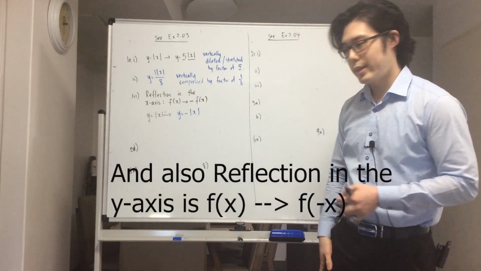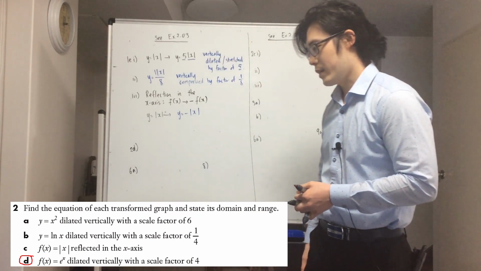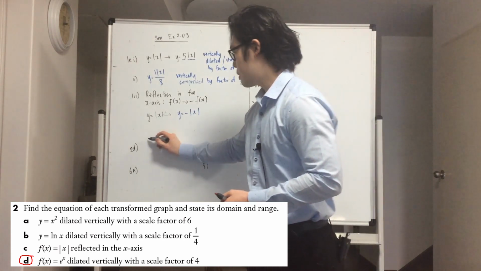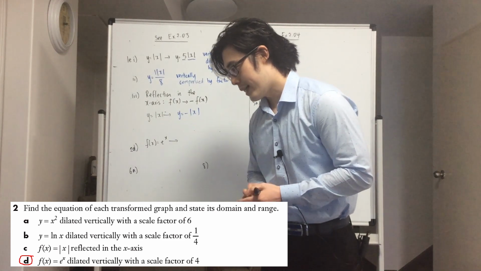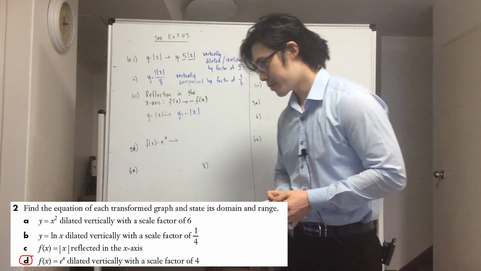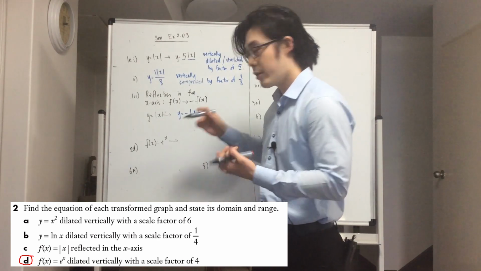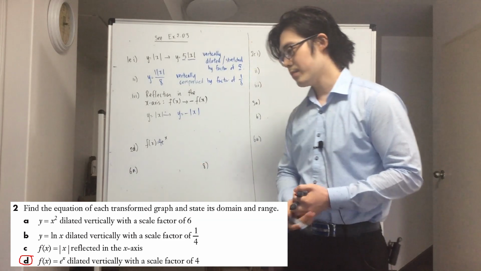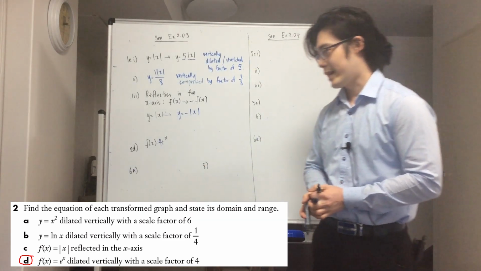Let's have a look at question 2D. Find the equation of a transformed graph, state its domain and range. Question 2D. So if f of x has been dilated with a scale factor of 4, that just means vertically. So that's just all you need to do. Okay. So what you'll need to do is just sketch that and find the domain and range. All right, that's not hard.